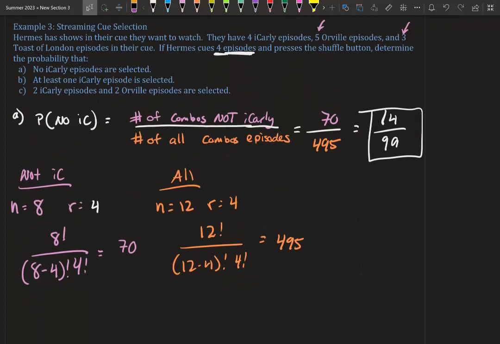Alright, B. We need at least one iCarly episode. Do you see that little formula thing from like 11.5? When we had the none and some, part C and part D of the last example, example 7 in 11.5. That's coming back again because none and at least one are opposites of each other.